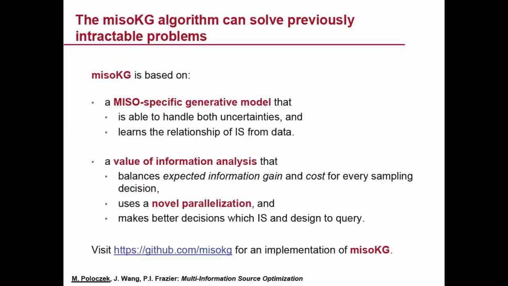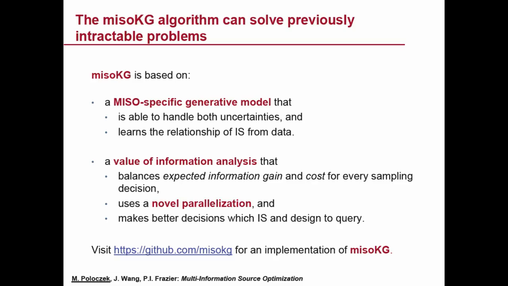In our paper we propose a MISO-KG algorithm that can solve such problems. It's based on two components. The first is what we call our MISO-specific generative model that is able to handle both types of uncertainty, the model discrepancy on the one hand and the observational noise on the other hand. Particularly, it's able to learn the relationship of information sources from data, particularly learning the covariance structure.